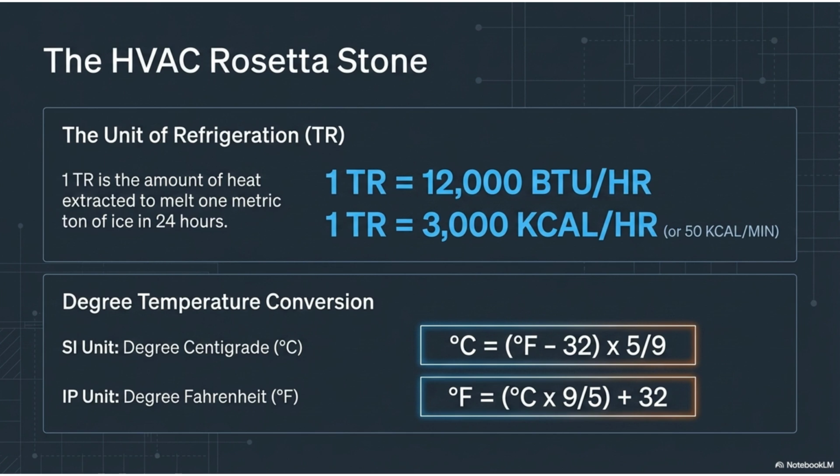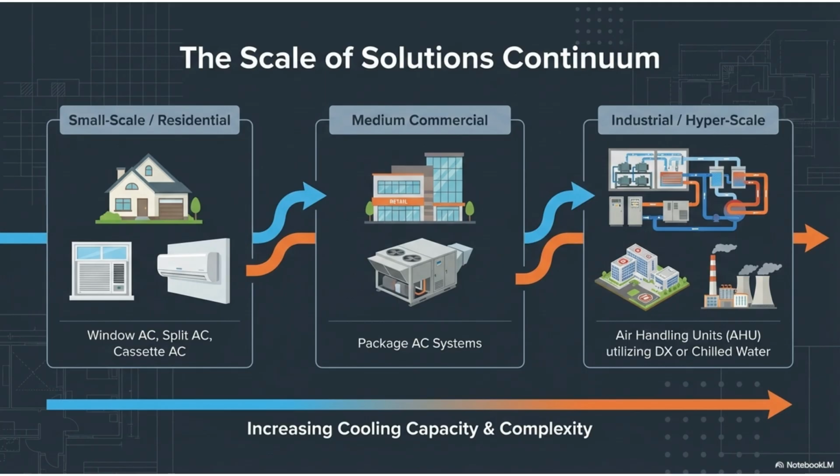This slide provides key HVAC conversion formulas. The unit of refrigeration, 1 TR, equals 12,000 BTU/HR, or 3,000 kCal/HR. Also included are the formulas for converting between Celsius and Fahrenheit. The scale of solutions continuum ranges from small-scale residential systems like window ACs to medium commercial package AC systems, and finally to industrial/hyperscale air handling units using DX or chilled water, increasing in cooling capacity and complexity.